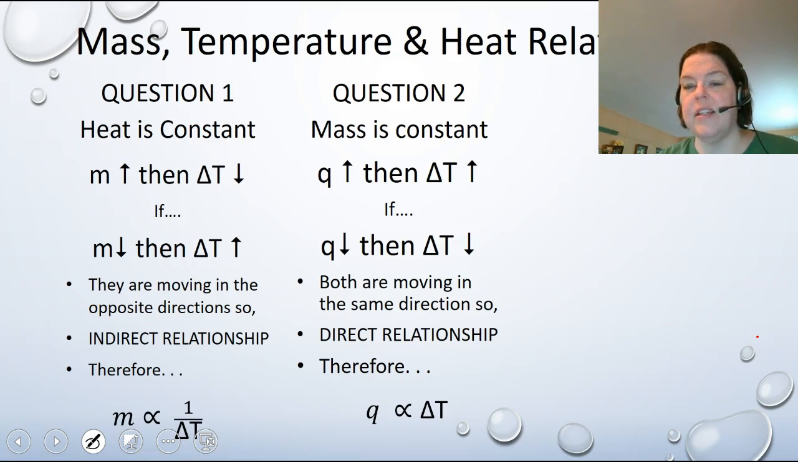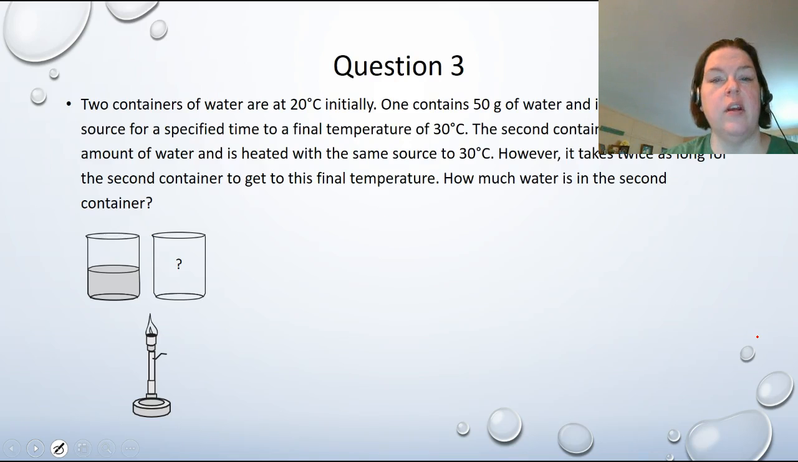Notice we're talking about delta T. We're not just talking about the final temperature. We're talking about the change in the temperature. We want to know about that relationship. And remember, there's something called law of conservation of energy out there. Okay, so here's question number 3.